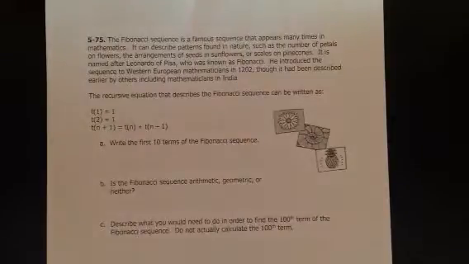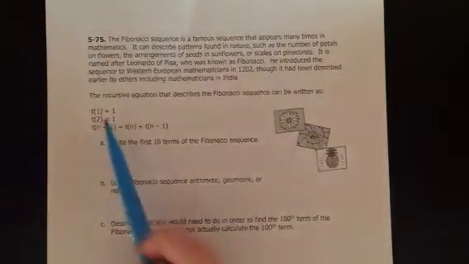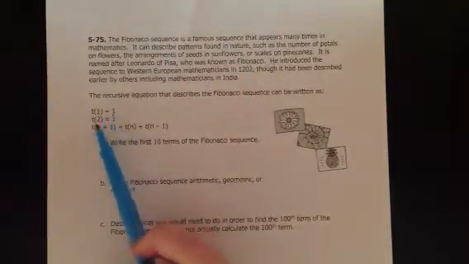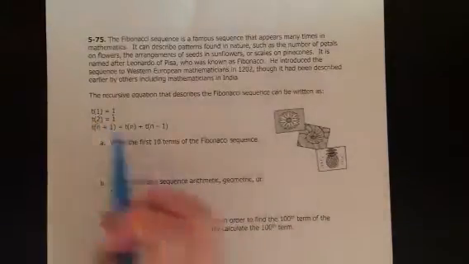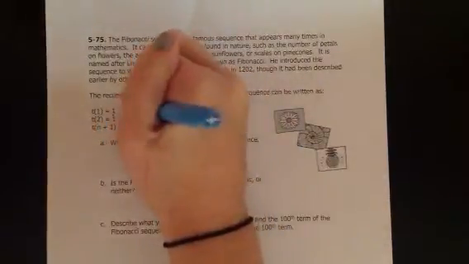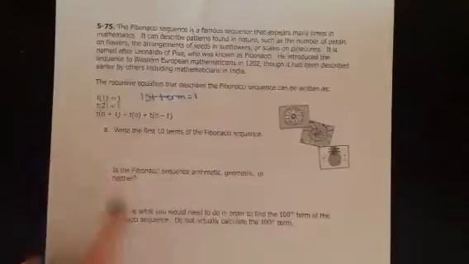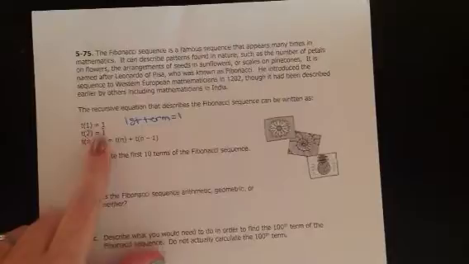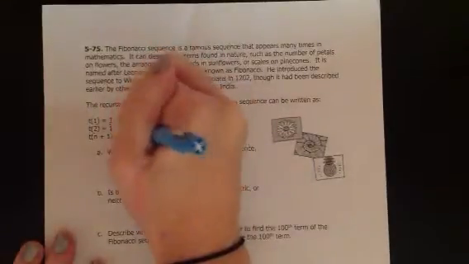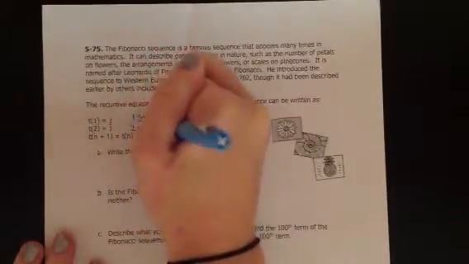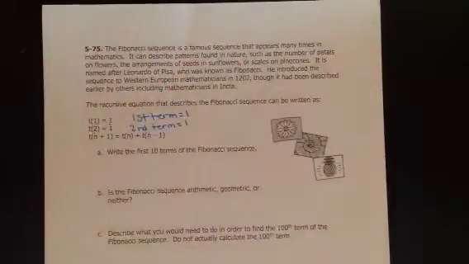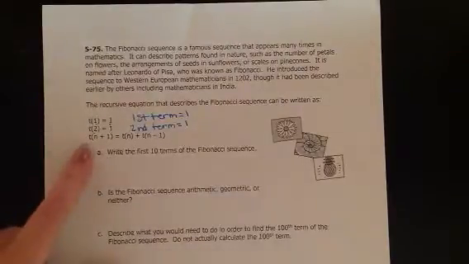The recursive equation that describes the Fibonacci sequence can be written as this. So t of 1 equals 1, t of 2 equals 1. So t of 1 equals 1 means our first term is 1. t of 2 equals 1 means that our second term is 1. So this one, as you can tell, is kind of weird because we start out with our first two terms being 1 and 1. Next part is our recursive.